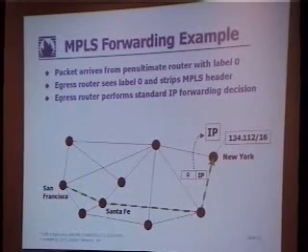There's also another way to do this. Label 3 has a special significance as well. If the egress, in this case New York, tells the upstream router to use label 3, that means the penultimate hop will pop the label. Penultimate meaning the one right before the ultimate, the egress.